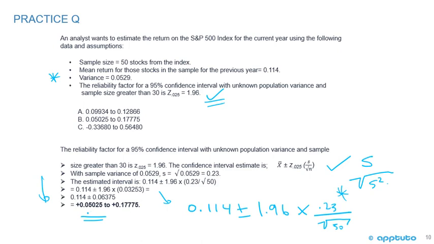The confidence interval is going to be from plus 0.05025 to plus 0.1775. And that's the last slide for this LOS.